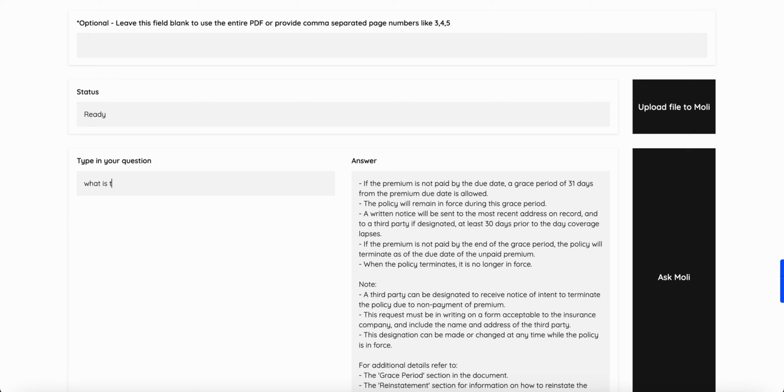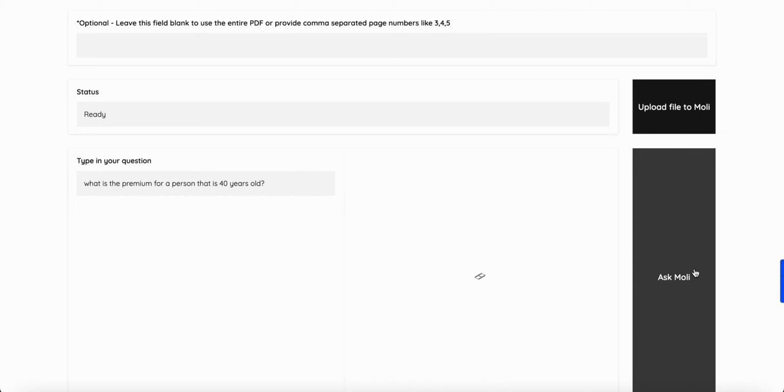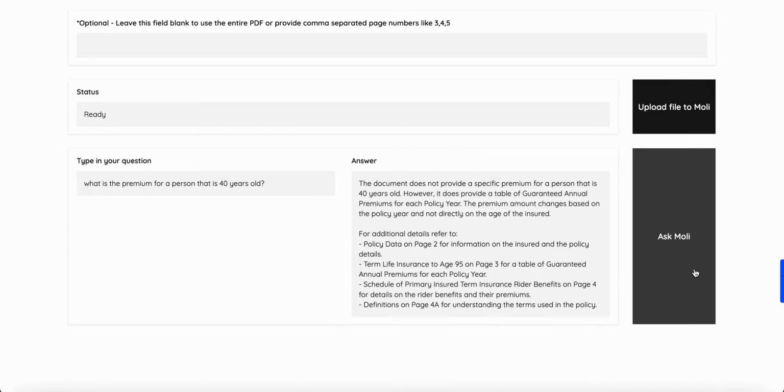Finally, maybe let's ask one last question. Say, what is the premium for a person that is, say, 40 years old? Let's ask the question. So what we are trying to figure out is, using that 18-page policy document, tell me, if I have a customer who is 40 years old, what would be the premium?